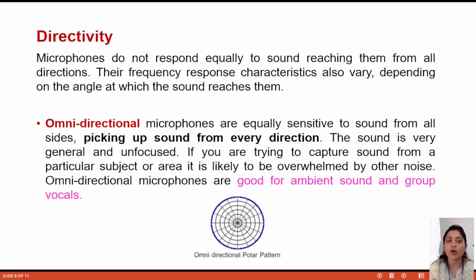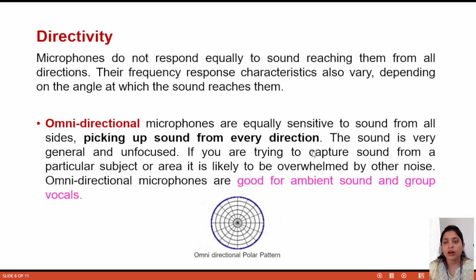So what is omnidirectional? Omnidirectional, omni actually means all. So this type of microphone captures the sound from all directions. Already I have mentioned that omnidirectional microphones are equally sensitive to sound from all sides, picking up sound from every direction.